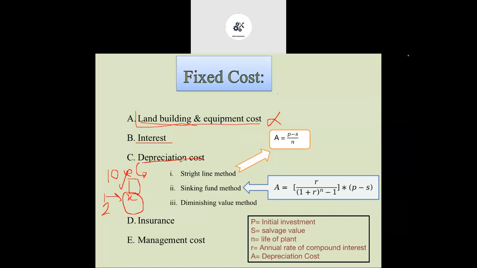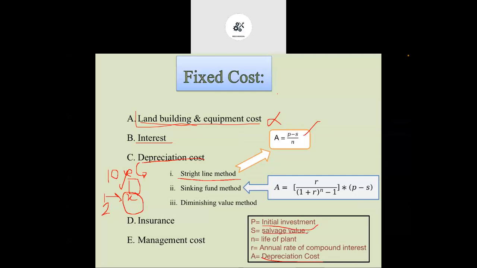Now you can calculate this depreciation cost using different methods. The first method which is generally used is the straight line method. From this method, we can find out the depreciation cost by using this particular formula. Now, what is A? A means the depreciation cost, that we have to find out.